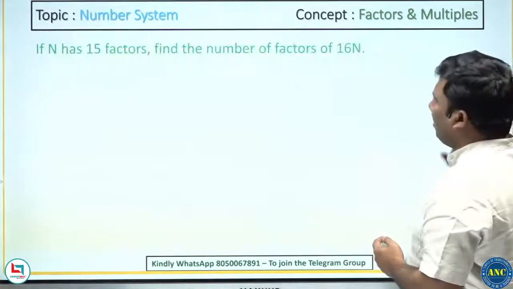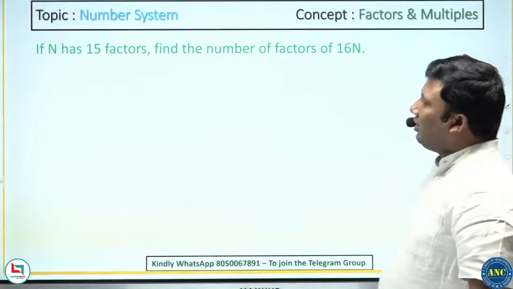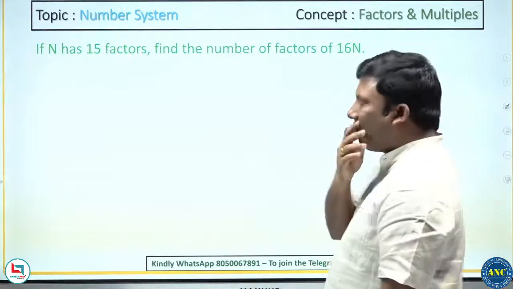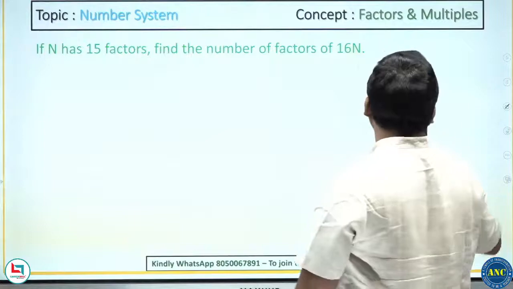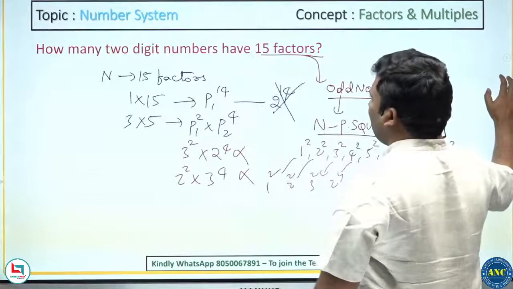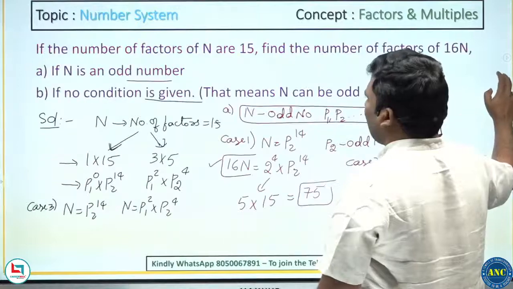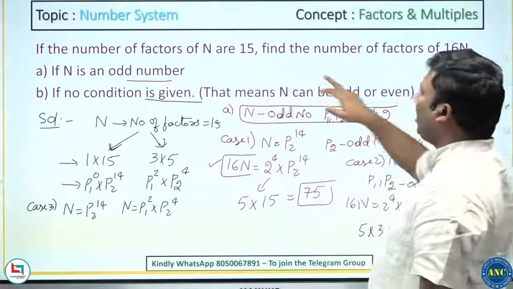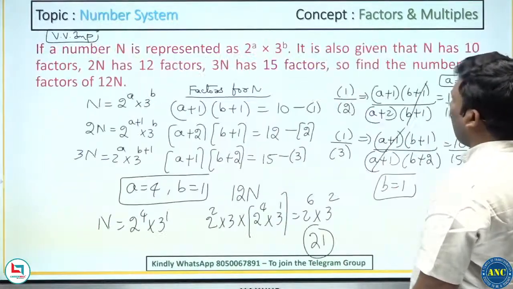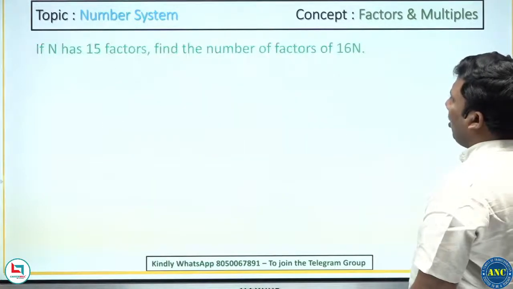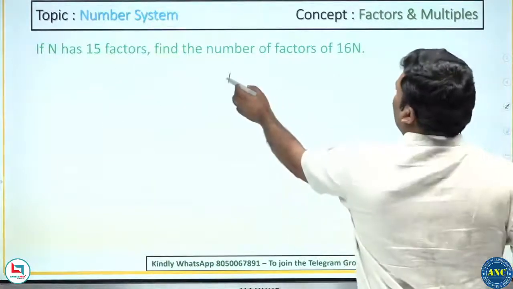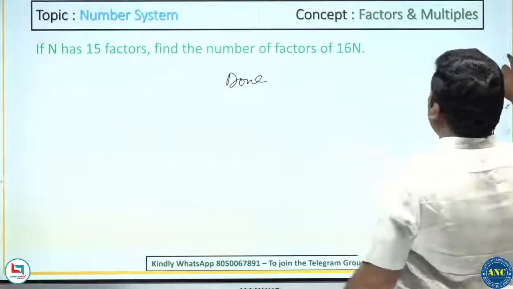If n has 15 factors, find the number of factors for 16n. I think we did this question somewhere, let me check. Number of factors of n are 15. Find the number of factors for 16n. Already solved. Done already. Next one.